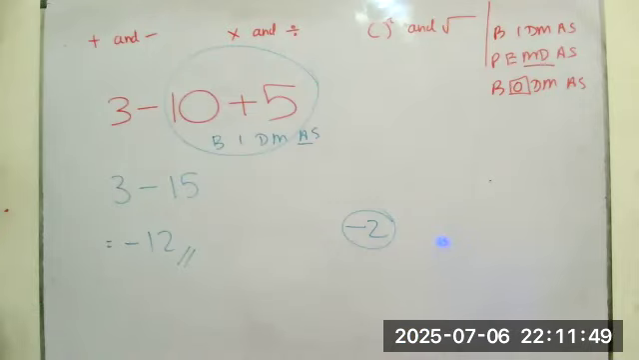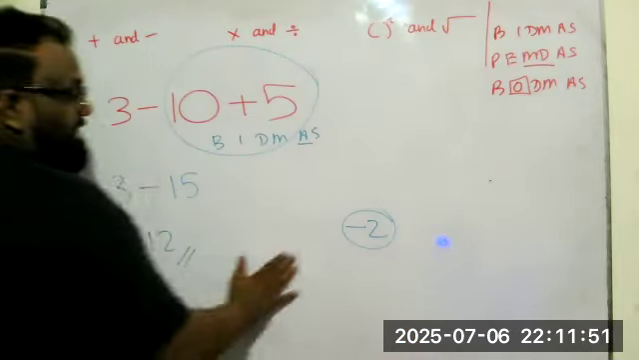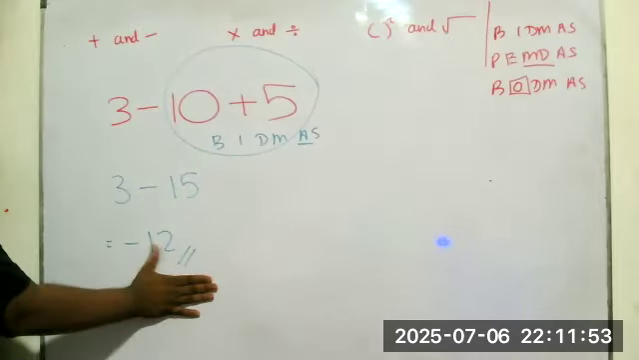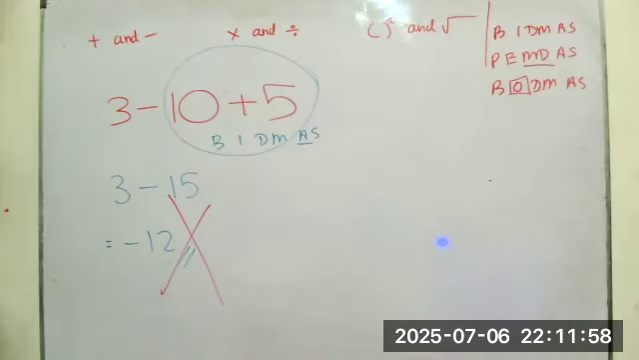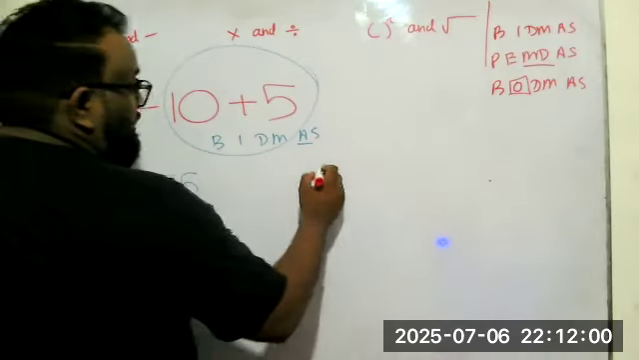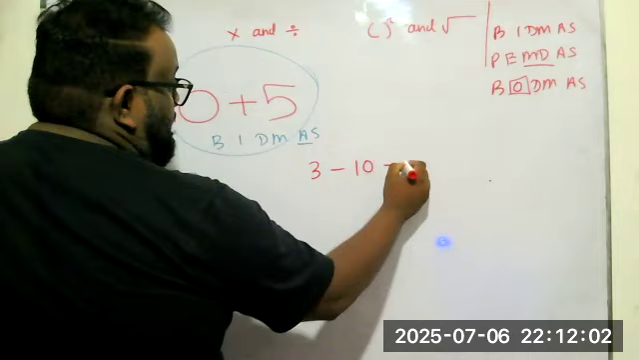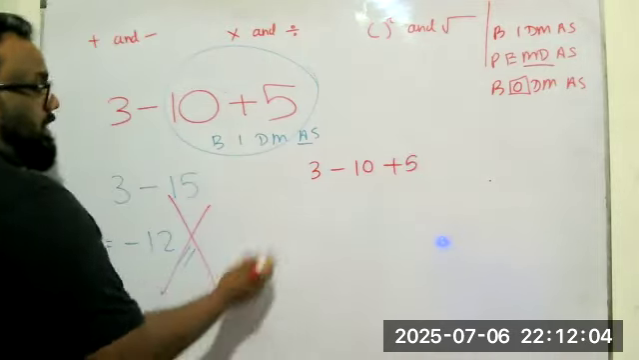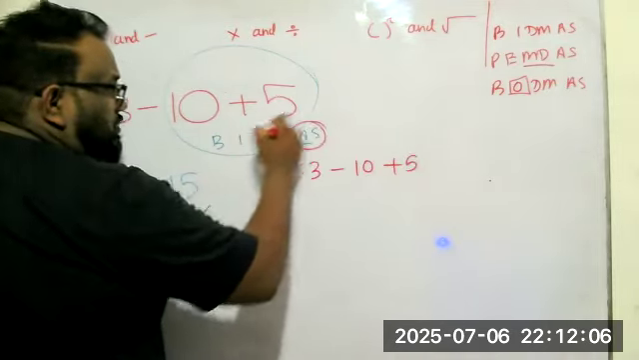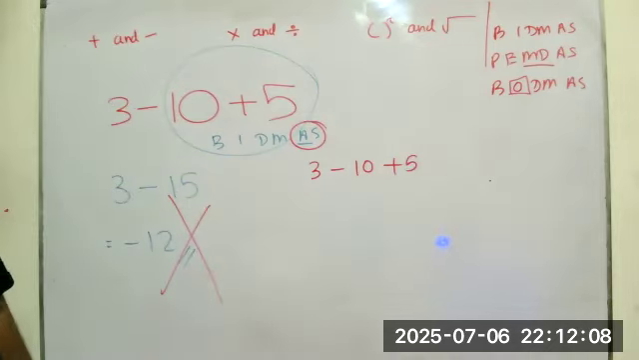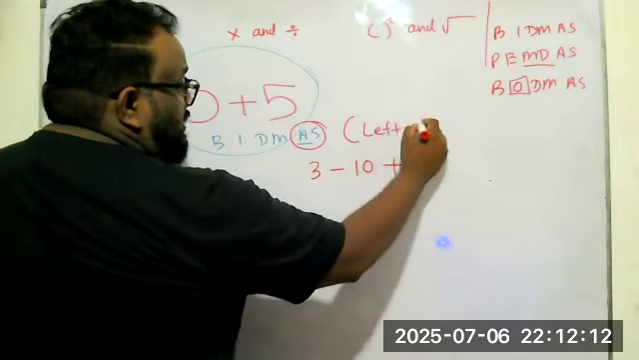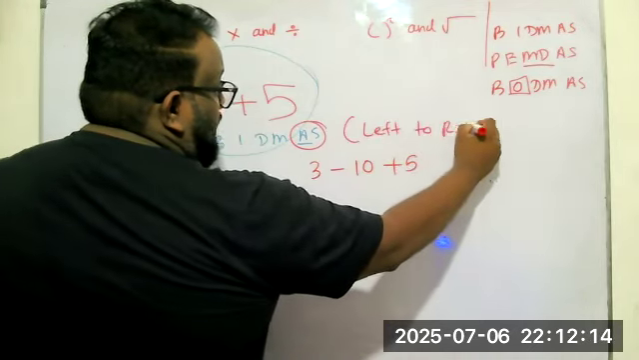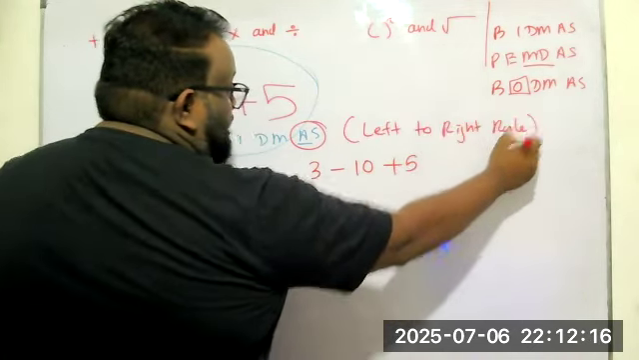So let's understand why we should get minus 2, not minus 12, which is wrong. The answer is very simple. 3 minus 10 plus 5. Yes, we follow BIDMAS, no harm, no shame. But there is something you should know as the left to right rule. Left to right.